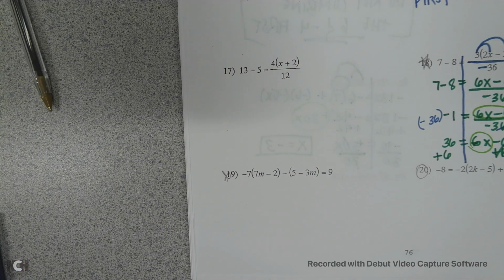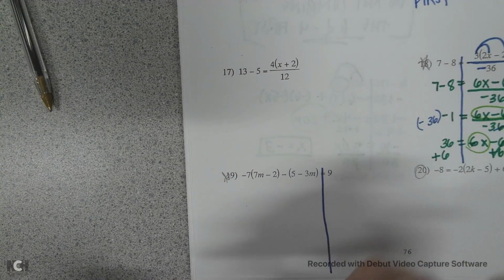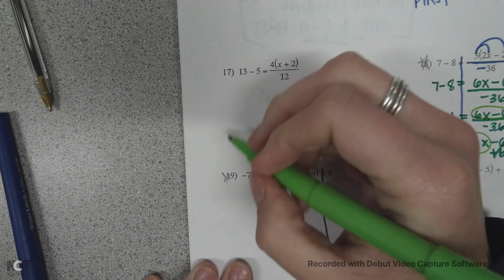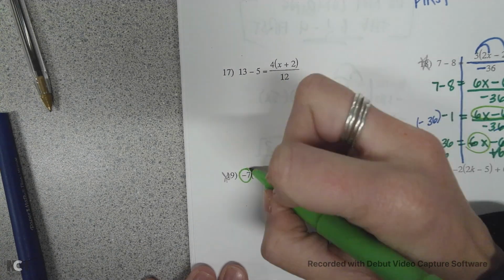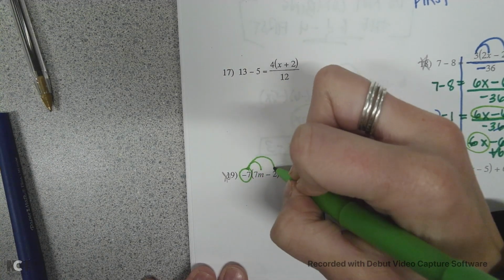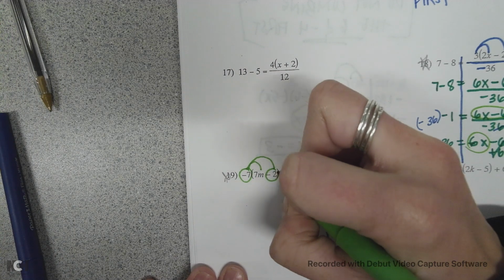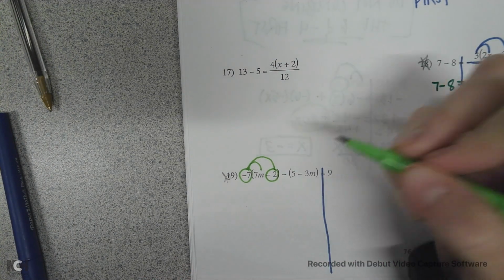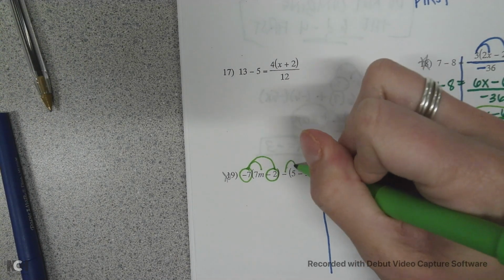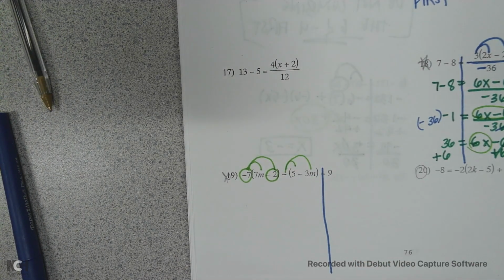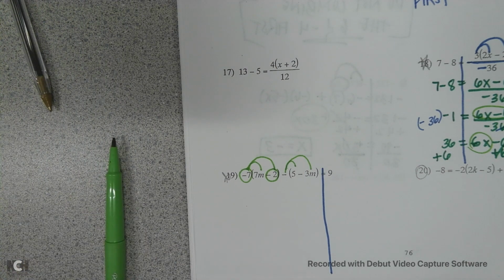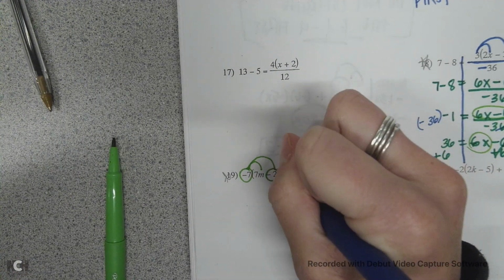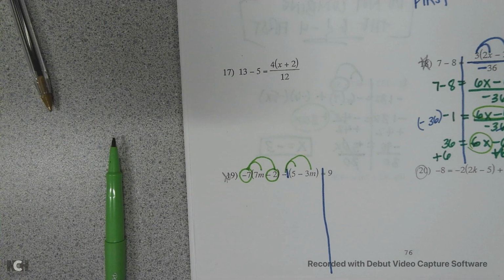Okay, so the first thing that we need to do is distribute. That's our first step. We're going to distribute this -7 to the 7m and the -2. Remember, this negative is attached. Don't forget about it. Then this guy is just a negative sign. He needs to be distributed to my 5 and my -3m. But it's a -1, remember? If you don't see a number next to it, it's a 1. So -1 times 5 and -1 times -3m.